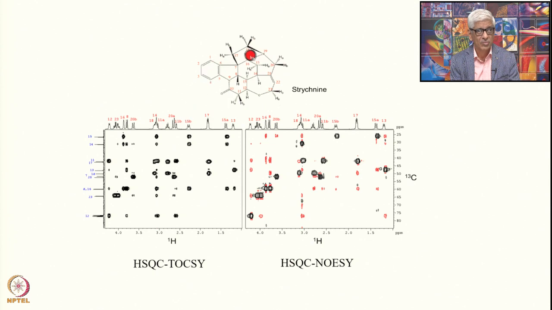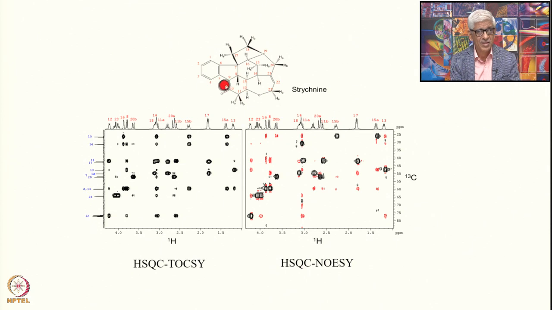So this is a molecule which has been investigated in detail. It is a very complex molecule. You have so many protons here, all the protons are numbered. You have 21, 22, so many protons. These are all carbons, starting from 1 here, 1, 2, 3, 4, 5, 6, so many carbons are present in this molecule, and correspondingly there are so many different protons.